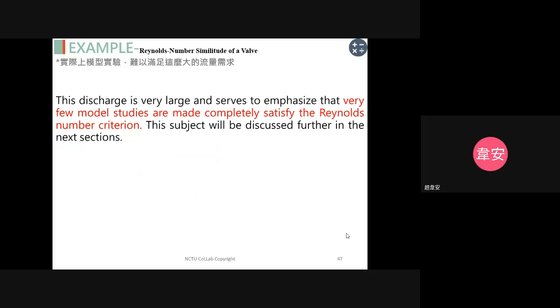This discharge is very large in a laboratory environment. So we would like to emphasize the idea that very few model studies are made that completely satisfy the Reynolds number criterion. This subject will be discussed further in the next sections.